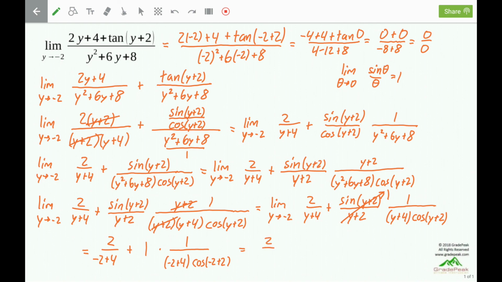So this gives us 2 over -2 plus 4 is a 2. Plus 1 times anything is that same thing, so we don't need to write that first one. We'll have 1 over -2 plus 4 is 2. Cosine of -2 plus 2, which is a 0. So we have 2 over 2 plus 1 over the cosine of 0 is a 1. So we have 1 over 2 times a 1. This gives us 2 over 2 plus 1 over 2, which is equal to 3 over 2.